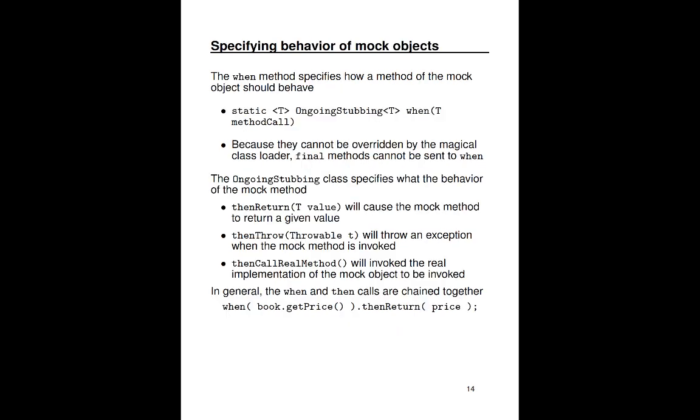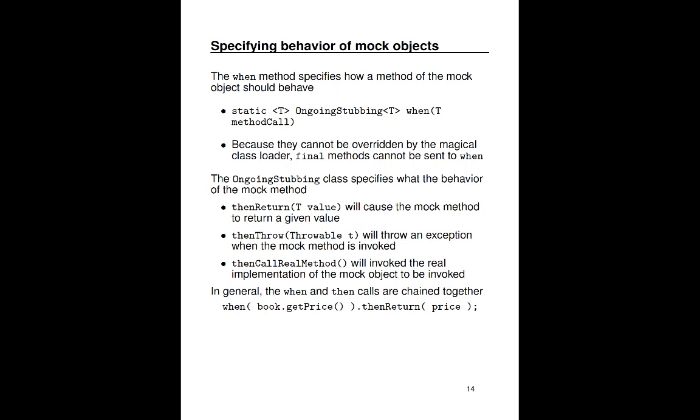So the mock method creates one of these mock objects, and then there's the when method, which specifies the behavior that the mock object should have. If you look at the signature of the when method, it takes an object of some type T and returns an object with the kind of awkward name of OngoingStubbing of type T, to then interact with by invoking other methods in this fluent API.